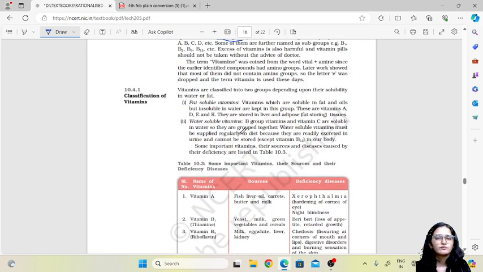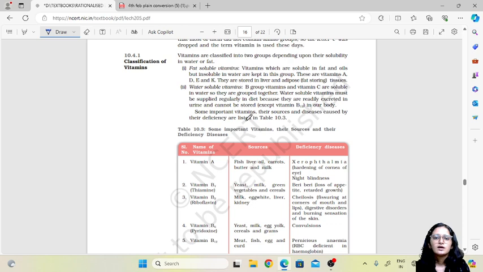Now, classification of vitamins. There are two types of vitamins, fat soluble and water soluble. Fat soluble means those which are soluble in fat and oils, but insoluble in water. This includes vitamins A, D, E, K, and they are stored in the liver and adipose tissues. Under water soluble vitamins, we have two groups, the B group and vitamin C. They are water soluble and are grouped together. So they must be supplied regularly in the diet because they are readily excreted in the urine.